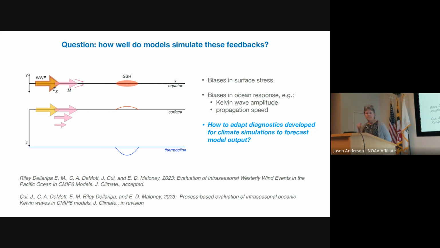Jingshan, Emily, and I are funded by the NOAA MAP program to develop some diagnostics that we've applied to CMIP6 model output. The goal of this project has been: can we adapt some of these diagnostics to better understand these processes in the P8?